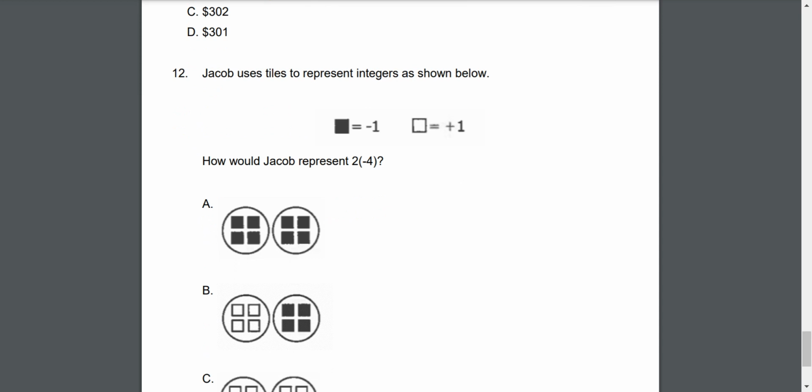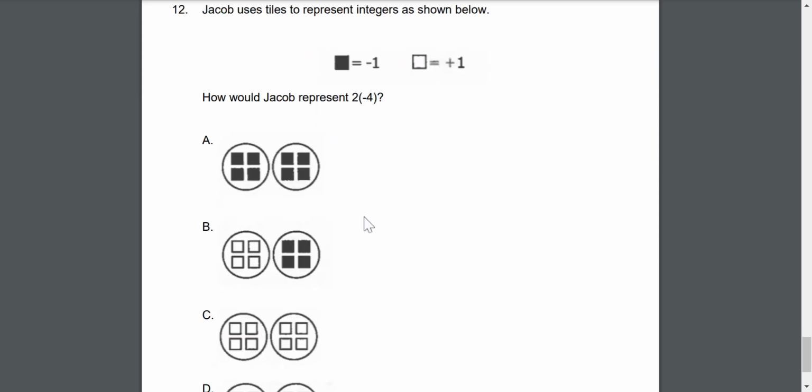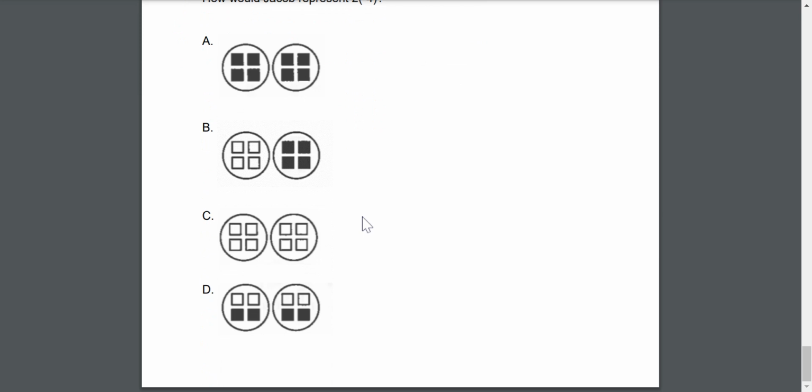Number 12. Jacob uses tiles to represent integers as shown below. How would Jacob represent 2, -4? A, B, C, D.